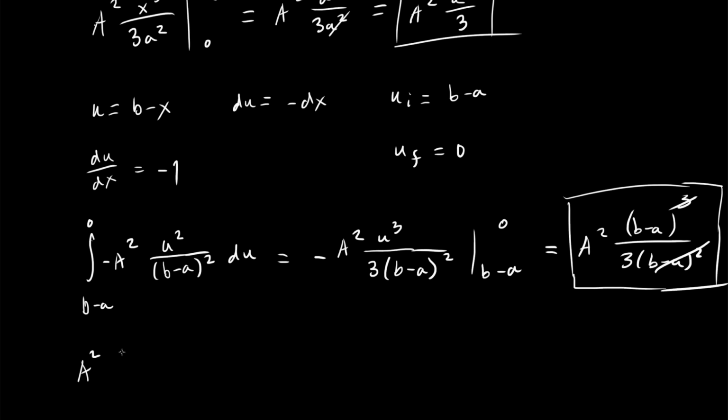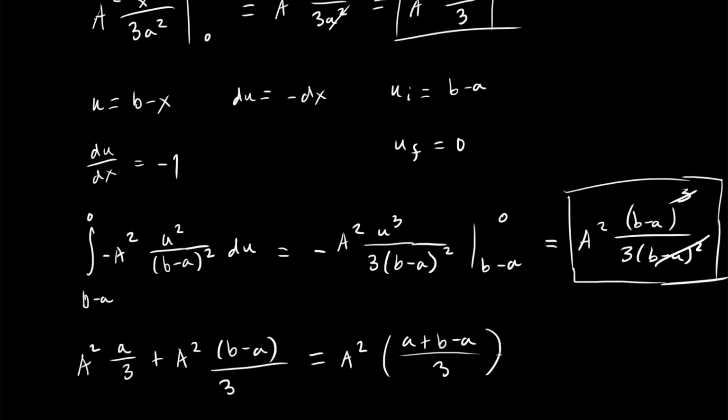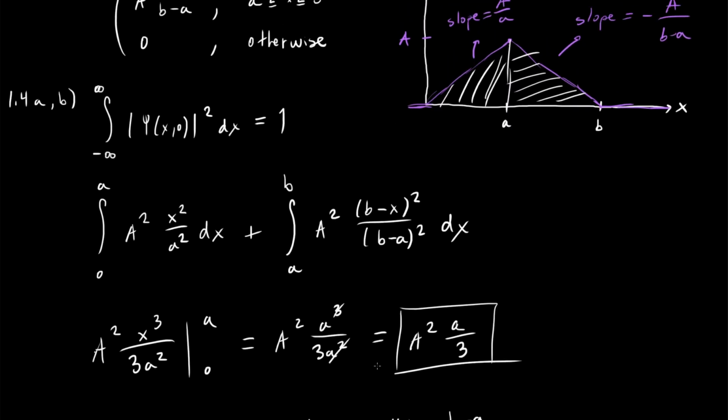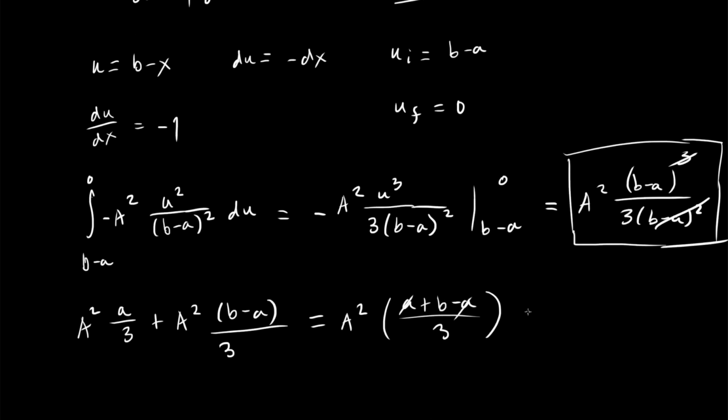Once we add these two, we get A squared a over 3 plus A squared b over 3. We could take the A squared out, and since they have the same denominator, we could put them together. So a plus b minus a over 3. These cancel, and we have to remember that all this must equal 1. So we set this entire thing equal to 1.